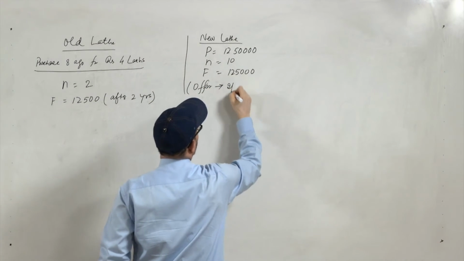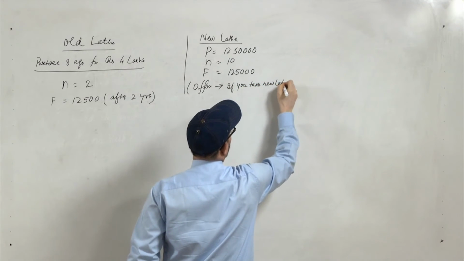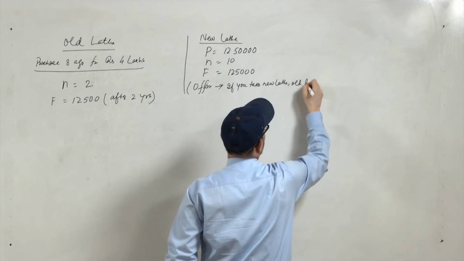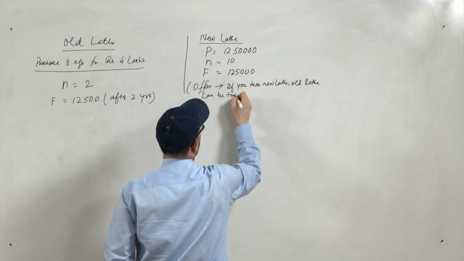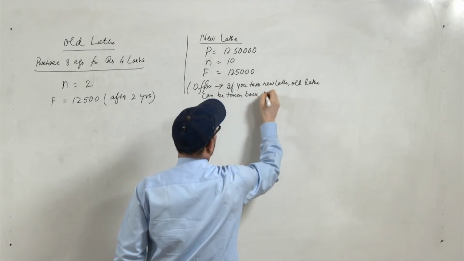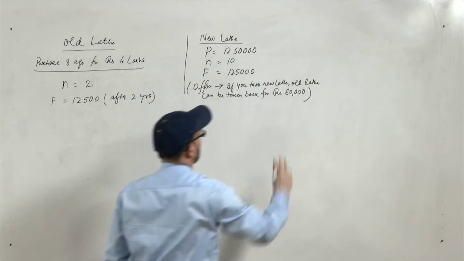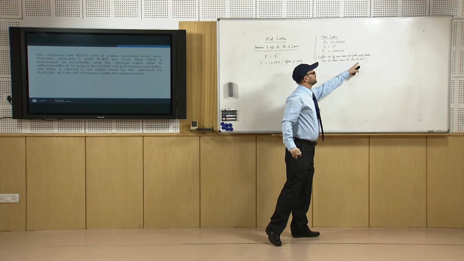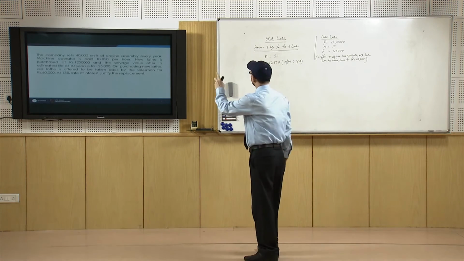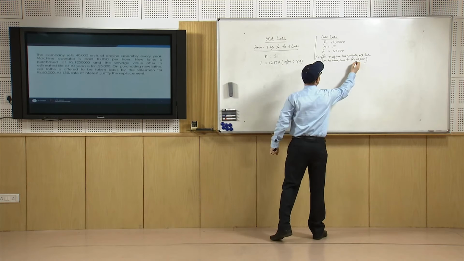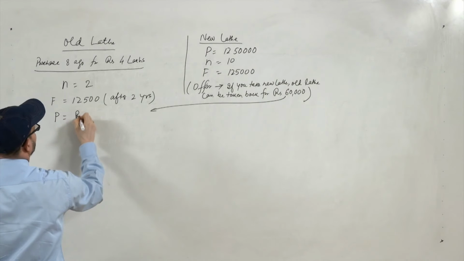that if you take the new lathe, the old lathe can be taken back for rupees 60,000. Now, this cost is nothing but the valuation done by the salesman for the old machine. So, this comes here and that gives you P equal to 60,000.